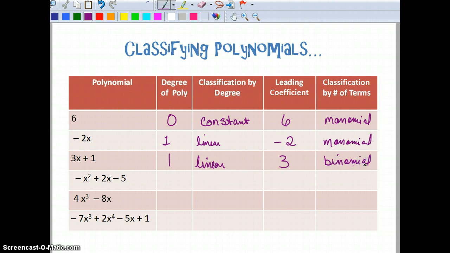Next, I have negative x squared plus 2x minus 5. What is the highest exponent of a variable in here? Well, it's 2. Now, this one is called a quadratic when I classify it by degree.